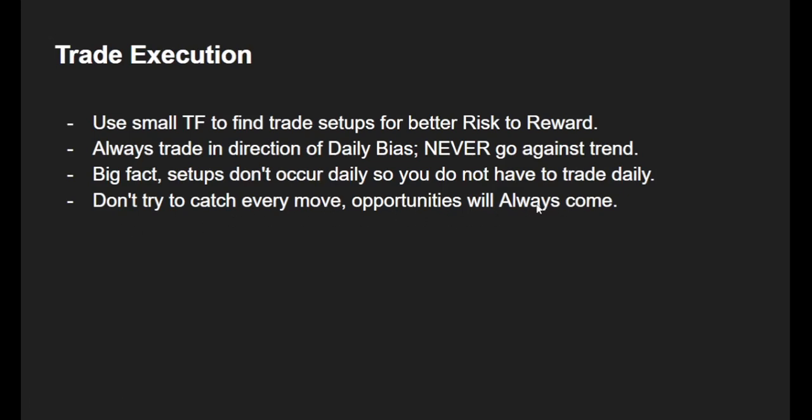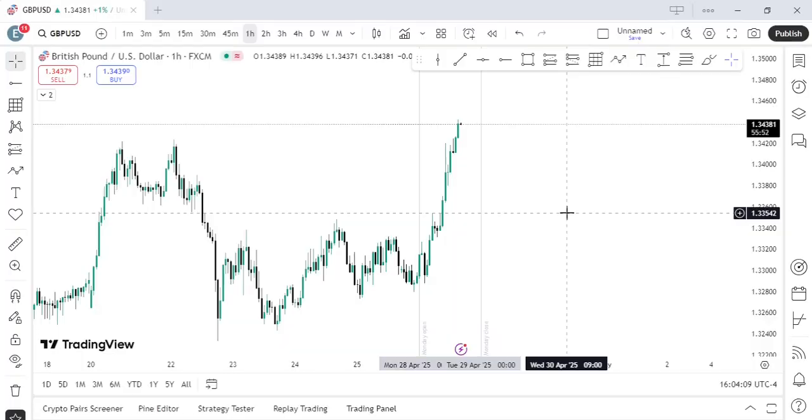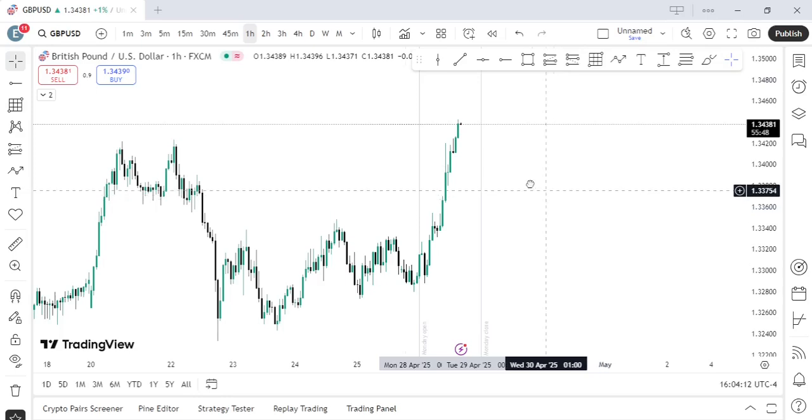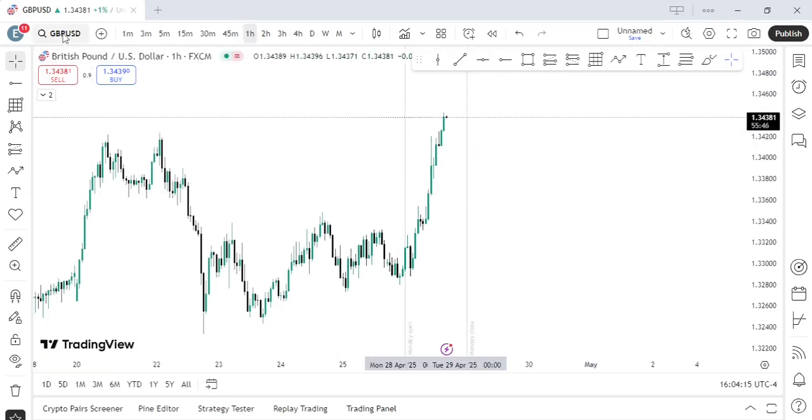Opportunities will always come. Okay, so now we're going to be going on to the charts to check out some real life examples. Okay, so this is GBPUSD and we're currently on the 1 hour time frame.